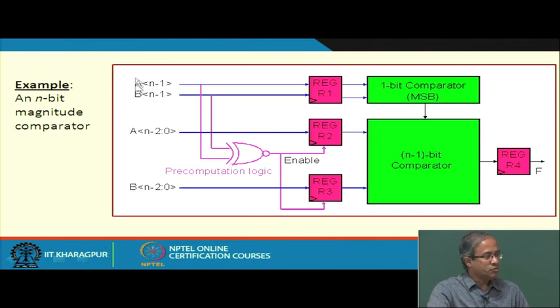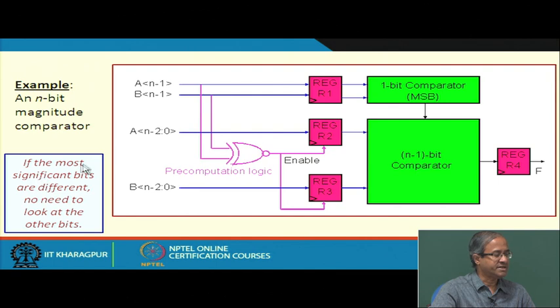So, when these bits are not equal, we are not loading any new value into these two registers R2 and R3, thereby we are stopping any kind of transitions from happening in this part of the combinational circuit. So, we can reduce the power consumption quite significantly.